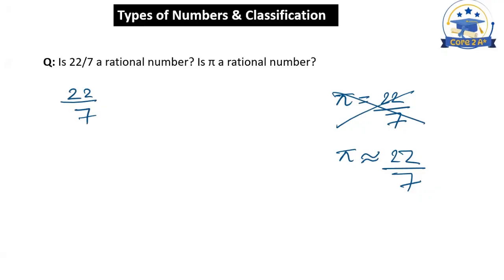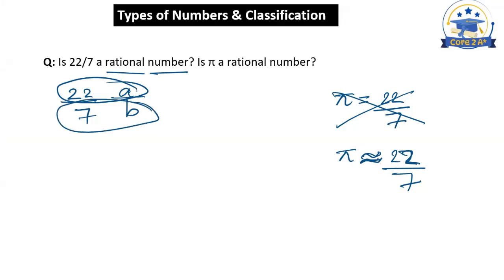Right? We just take the approximate value 22/7, but it is actually not equal. So 22/7, is it a rational number or not? What type of numbers are rational numbers? Those which we can write in A upon B form. So yes, here A is 22 and B is 7. So it is a rational number, right?